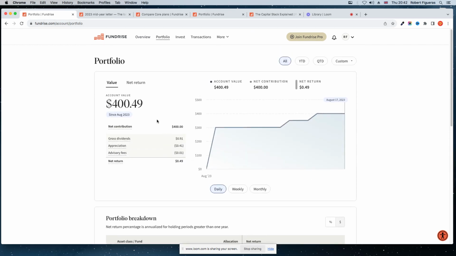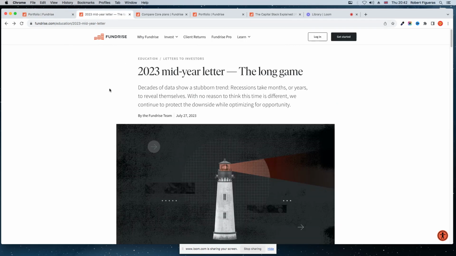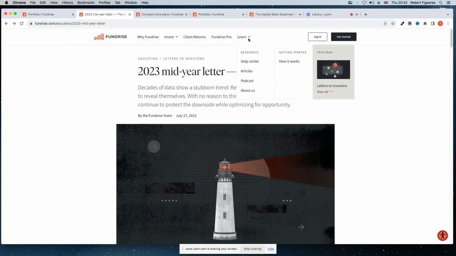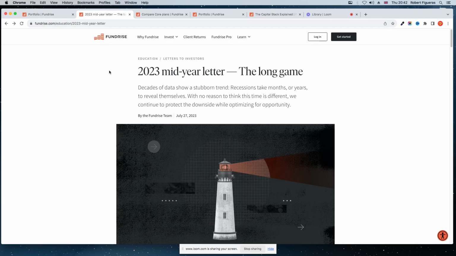But the reason I like to invest in real estate through Fundrise versus, I also have some in Vanguard and some other funds. But the reason I like this, one of the reasons, is this. Basically, if you go into, I think it's articles and podcasts, they write these letters to investors where they give you details about the state of the industry. And I like this a lot. I think for the first time, someone is explaining things very simply to me, and I like that.